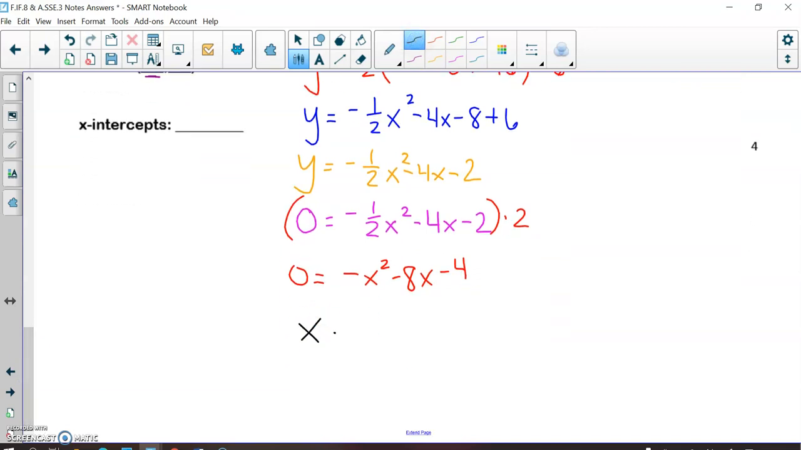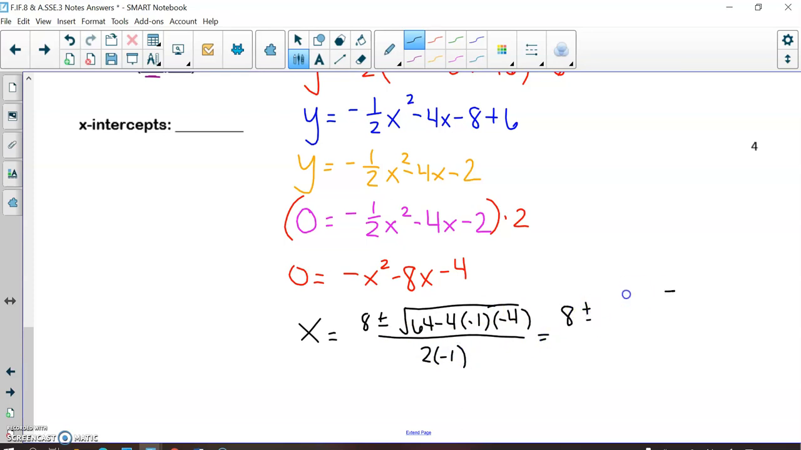Again, if you want to do completing the square, you are more than welcome to do that. x is equal to the opposite of b plus or minus the square root of b squared minus 4 times a times c all over 2 times a. So I get an 8 plus or minus the square root of 64 minus 4 times a negative 1 times a negative 4, which gives us 48. And then this is all over negative 2.